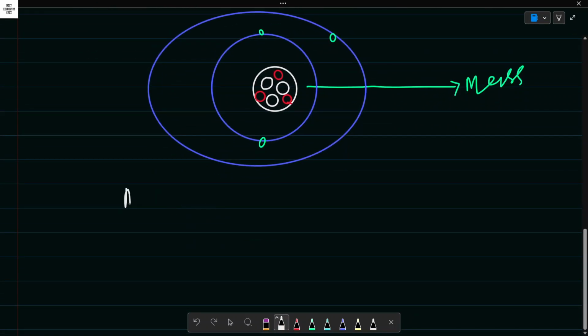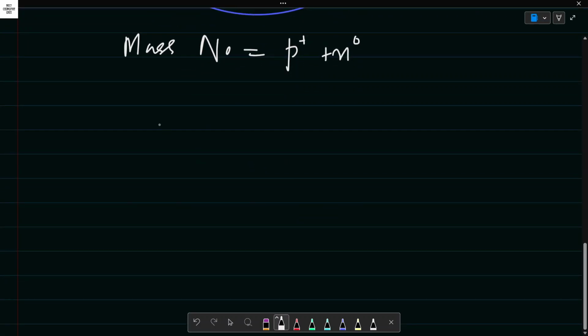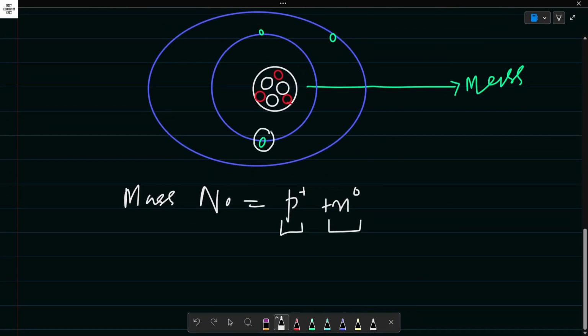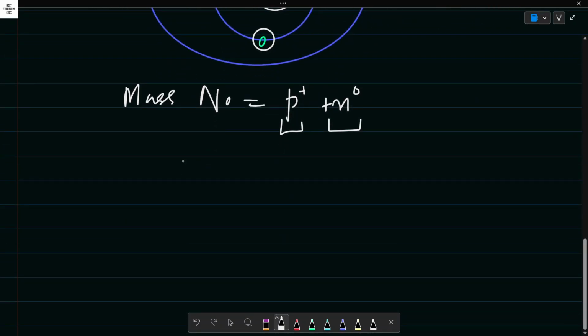Mass number can be simply written as number of protons plus number of neutrons. Here you can see that protons and neutrons are the only ones contributing to the mass of the atom. And why are electrons not contributing to the mass of the atom? Because their mass is very negligible. Many a time a question can be asked on the mass of these species.